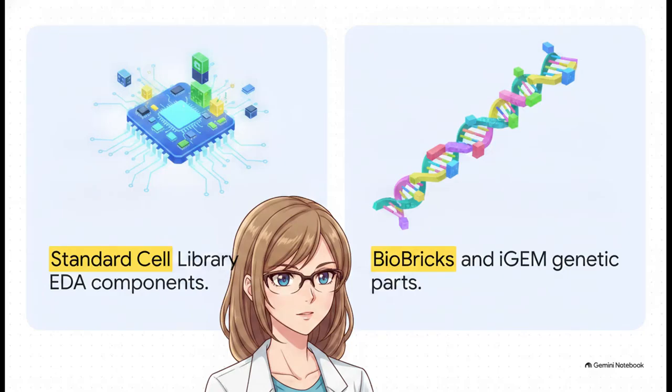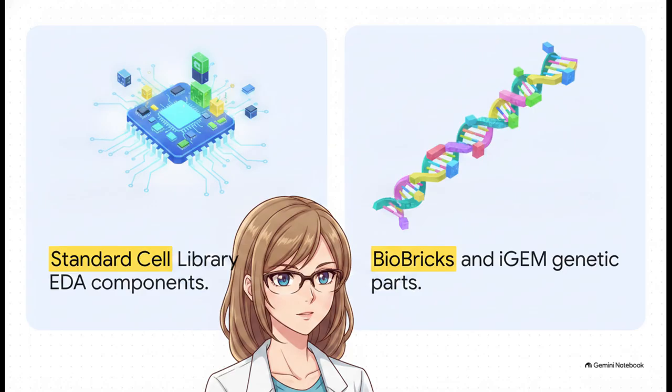To build that unified language, the industry is looking at how computer engineers solved this exact same problem decades ago with electronic design automation. Let's break down this analogy. It's actually really cool. When designing a computer chip, engineers use a standard cell library. This is a collection of pre-tested, reusable electronic components. An engineer knows for sure that a specific resistor will always behave the exact same way.